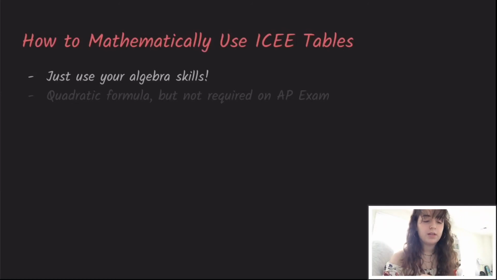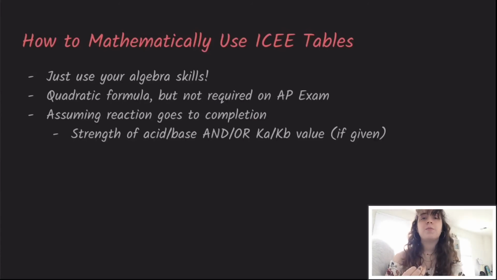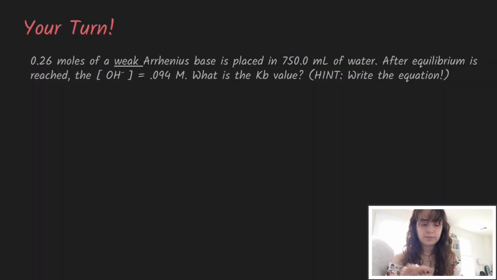Assuming the reaction goes to completion. This depends on the strength of the acid, the base, and or the Ka, Kb value, if it's given. If it's a very high K value, close to 1, it's going to effectively go to completion because it is products favored. Vice versa, it's going to go to reactants if it's not anywhere near 1. Keep that in mind, but you should know that by now. And also, if it's a very, very strong acid or base, which you should know because that is required for the course, it will essentially go to completion.